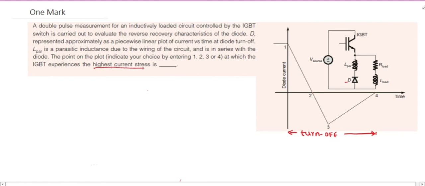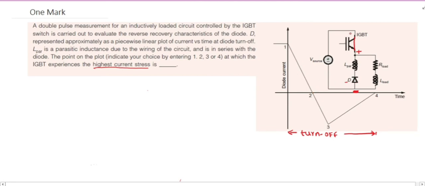Highest current stress. First of all, when the IGBT experiences the current stress, if the IGBT is turned on, then only there is a current flow, then only it experiences current stress. Is it correct or not? So if the IGBT is turned on, then what happens? The positive is connected here, then the negative is connected here. Then what happens to the diode? The diode gets reverse biased and the diode gets turned off. Those turn off characteristics are given here simply.